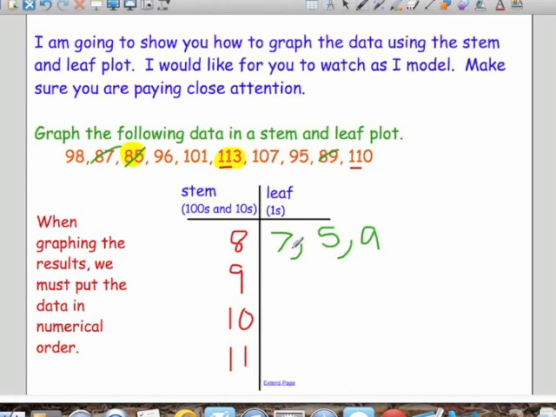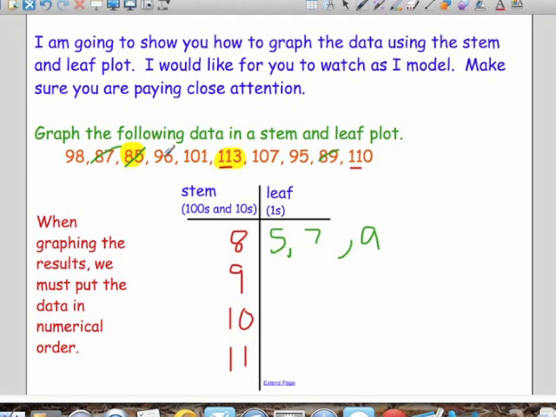Now, we can leave them as a 7, 5, and 9. However, if I want to use this to find my median, I'm going to need to actually put these in order. So I'm going to want to put my least over here and my greatest over here. So I'm going to want to swap that 7 and that 5. So I'm going to put my 5 over here, comma 7. Okay? Now I've got my 80s done, so now I'm going to move to my 90s.